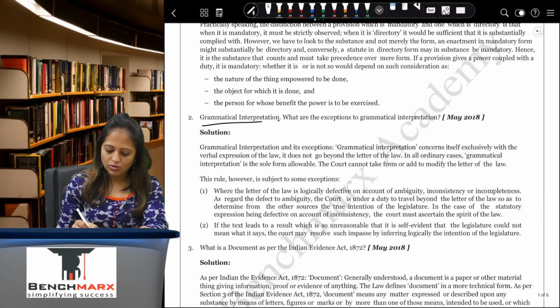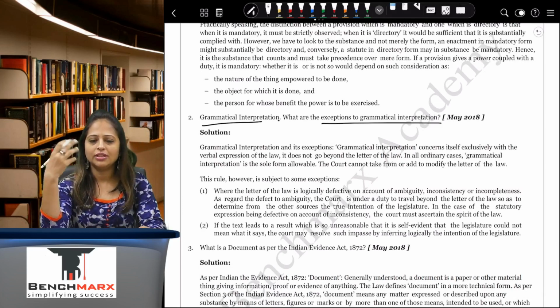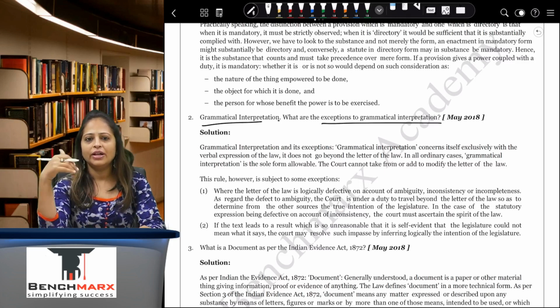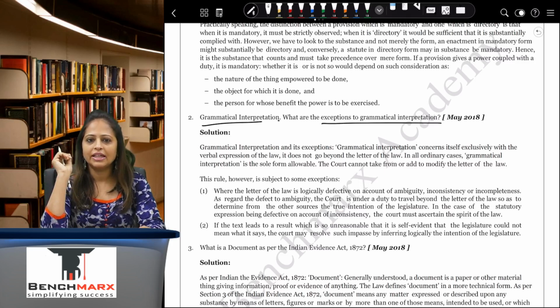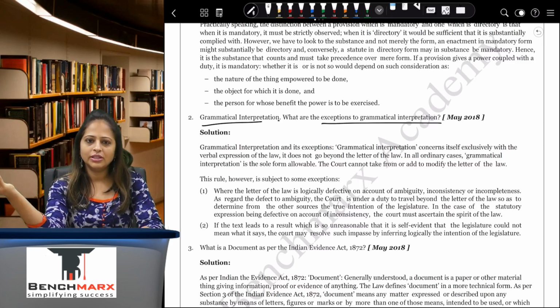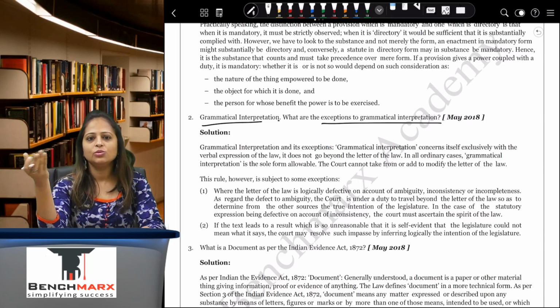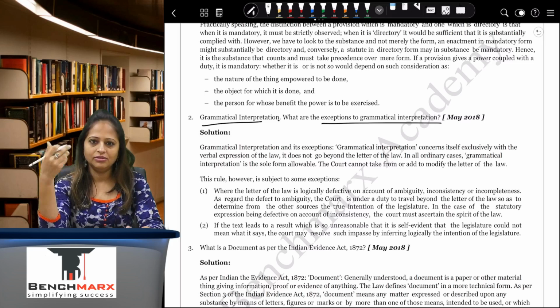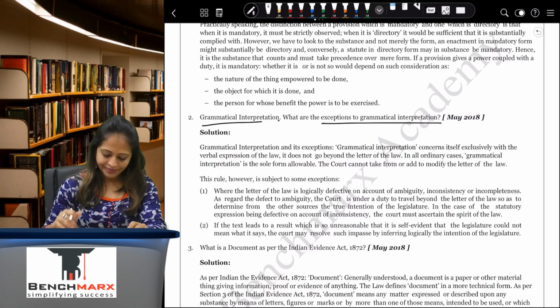Grammatical interpretation. What are the exceptions to grammatical interpretation? Again, a very generic question. You have to read the grammatical interpretation as it is, but if it is not making sense or it is creating any confusion, then you will go beyond the letter of the law and understand what is the logical explanation, and you will not read the grammatical explanation if it is not making sense or if it is ambiguous.